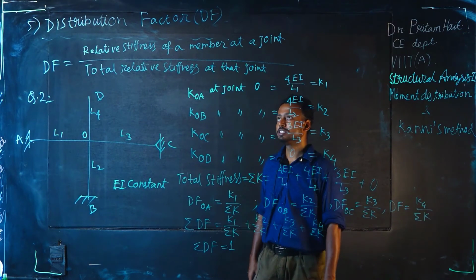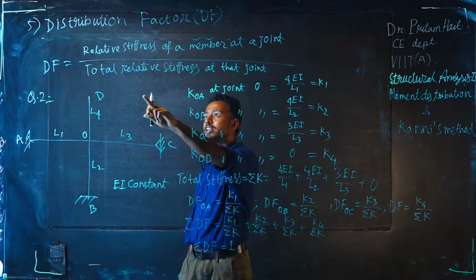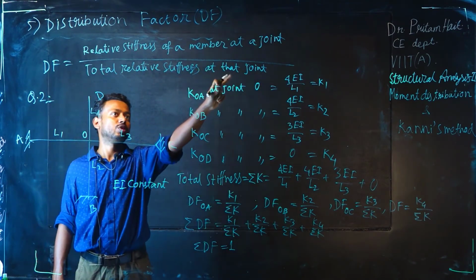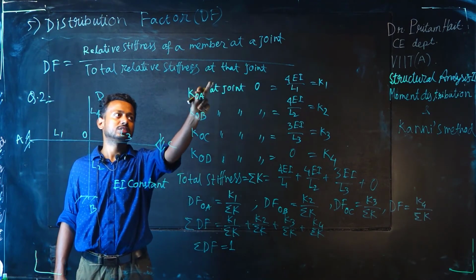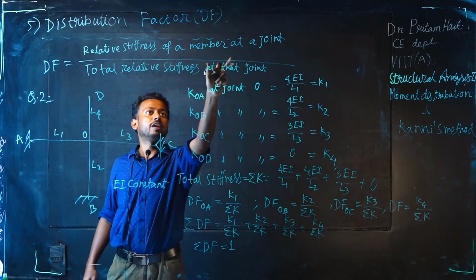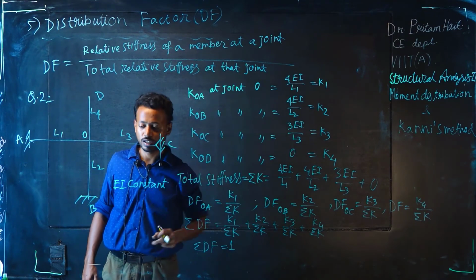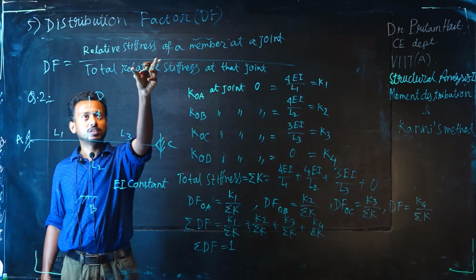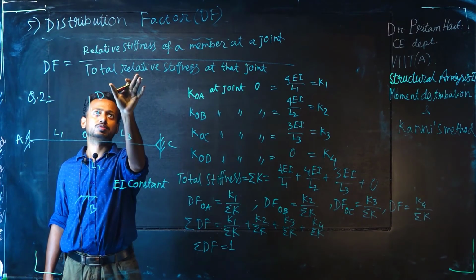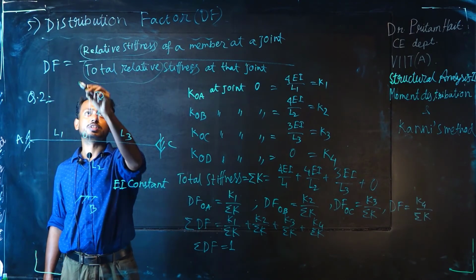Okay, so let's start distribution factor. Distribution factor can be denoted as DF. It can be defined as the ratio of relative stiffness of a member at a joint divided by total relative stiffness at that joint. Otherwise, the stiffness of a member at a joint divided by total stiffness at that joint. Either you consider stiffness by total stiffness or you consider relative stiffness by total relative stiffness. Better you consider relative stiffness by total relative stiffness.